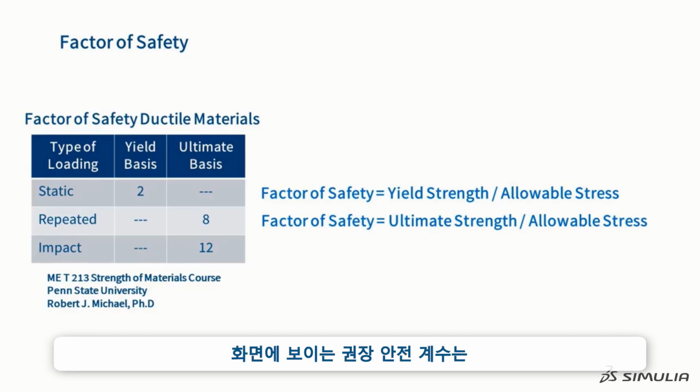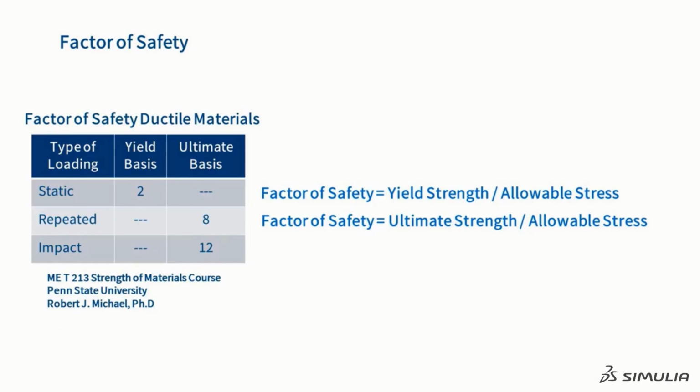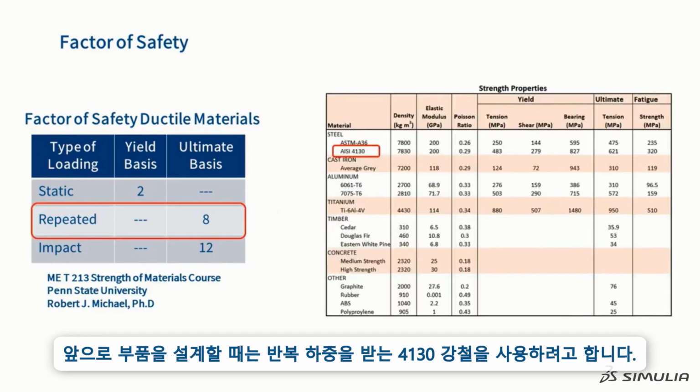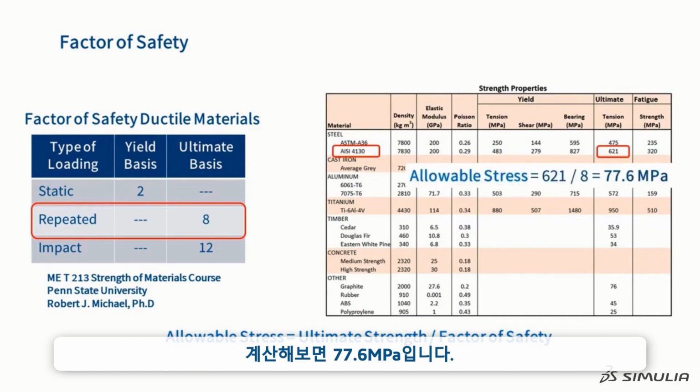We have borrowed the recommended factors of safety from Dr. Michael's Strength of Materials course notes. This is best demonstrated using an example. We will design a part using 4130 steel that is subjected to a repeated load. Using the definition of the factor of safety, we can solve for the allowable stress. So, the allowable stress is 77.6 megapascals.